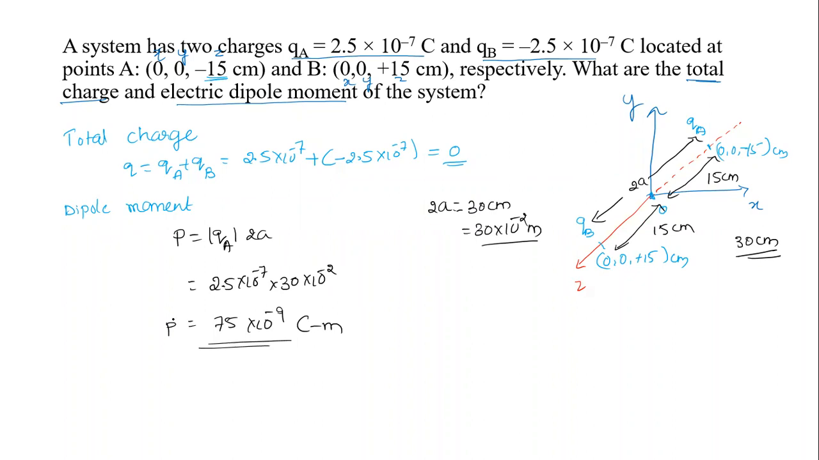This is the dipole moment. If they ask for the direction of the dipole moment, it is from the negative charge to the positive charge, that is from QB to QA, because QB is a negative charge, as it is given with a negative value. So this is the question. Is it clear? That is the net charge and dipole moment. Let us move on to the next question.